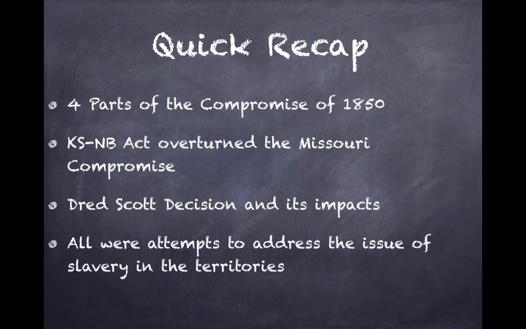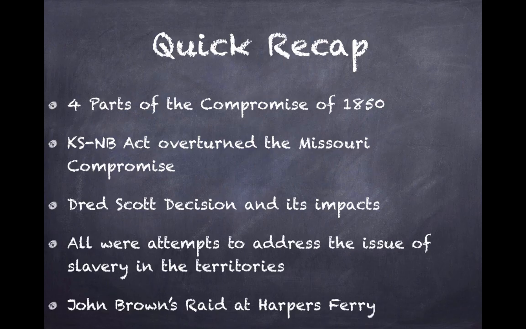All were attempts to address the issue of slavery in the territories as the United States continues to move west with that idea of manifest destiny. And finally, John Brown's raid at Harpers Ferry shows the use of violence by some abolitionists in order to try and attempt to end slavery. So all of these lead us down this path to eventual civil war between the North and the South.